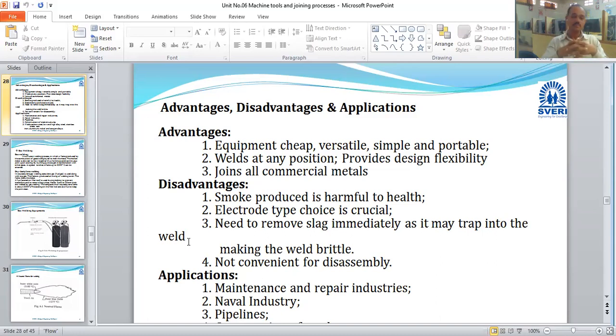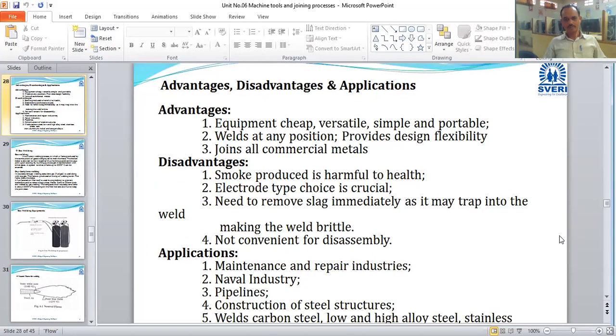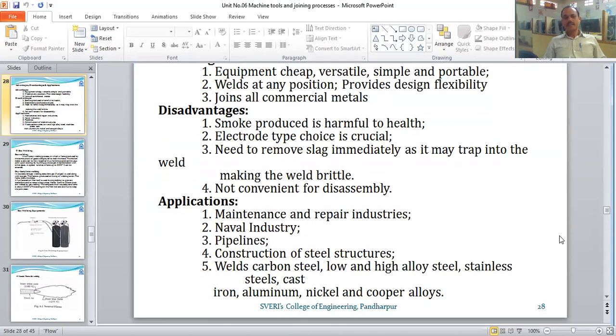Now what are the applications? Actually some applications are given here, but it can be used everywhere. Maintenance and repair industries, naval industry, pipelines, construction of steel structure, weld carbon steel, low and high alloy steel, stainless steel, cast iron, aluminum, nickel, and copper alloys. Okay. So to weld all these, we can use this arc welding.